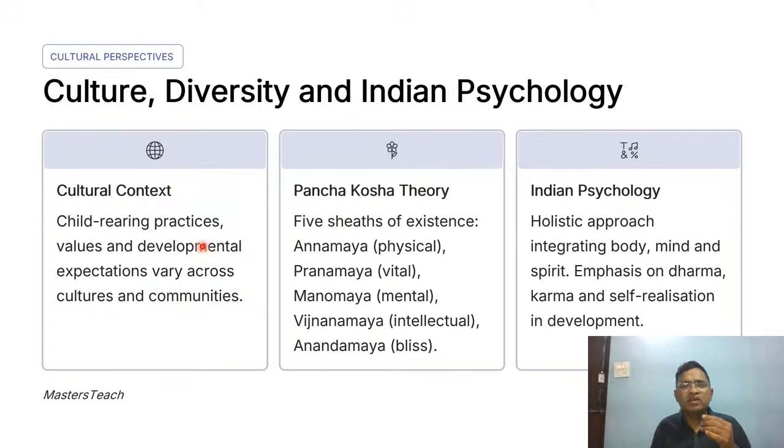So as per the Indian cultural system, there is the Pancha Kosha theory. So, five sheaths of existence. One is Annamaya, that means physical. Then Pranamaya, it is vital. Then Manomaya, it is mental. Then Vijnanamaya, intellectual. Then Anandamaya, bliss.